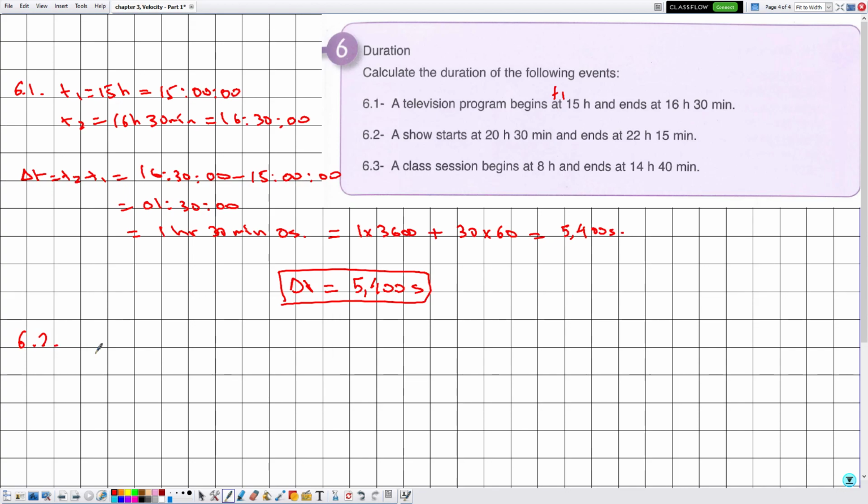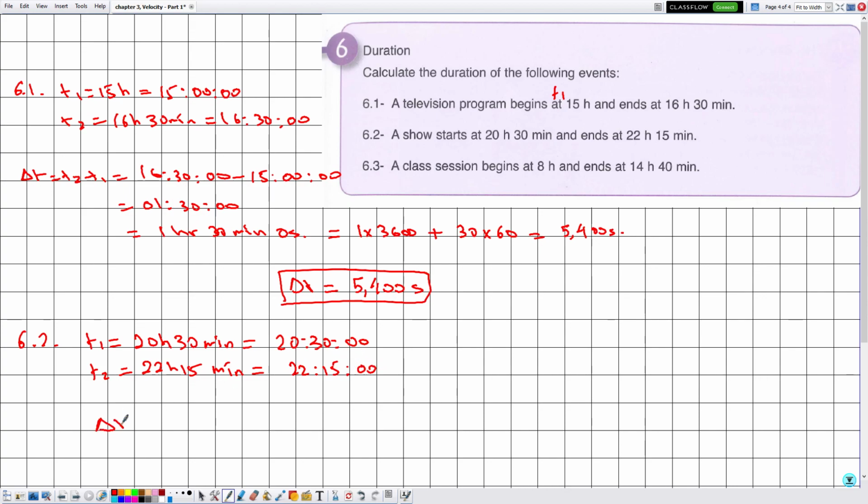Now in 6.2 they are telling me that a show starts at 20 hours 30 minutes, so T1 is equal to 20 hours 30 minutes. According to the reading of the stopwatch, it's given by 20:30:00 because 0 seconds. As for T2, at which the show ends, it is given by 22 hours 15 minutes, and this can be written as 22:15, according to the reading of the stopwatch.